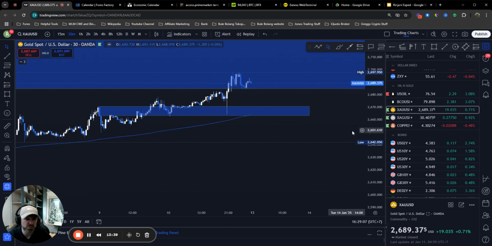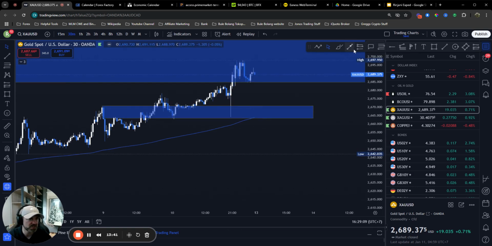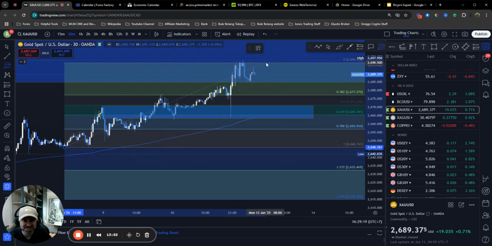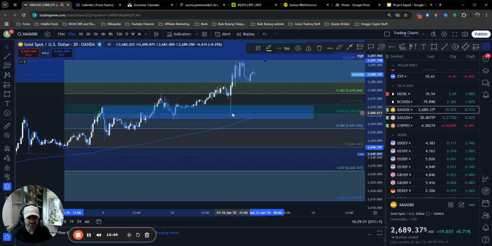Let's see what that was in terms of the Fibonacci. I like to show you this as I'm talking about it because it's just amazing. So from the previous low, oh shit, not that one. The previous low to the new high, bang in a 618. 618.